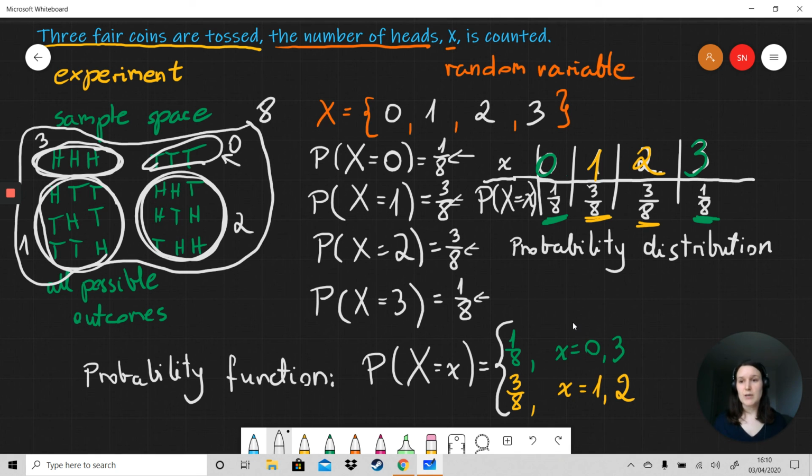Just to sum up, in my example, the experiment was to toss 3 fair coins. The sample space is here. That was the set of all possible outcomes, results. The random variable is the set of values from the experiment. In this case, it was 0, 1, 2, 3, because the random variable was the number of heads.